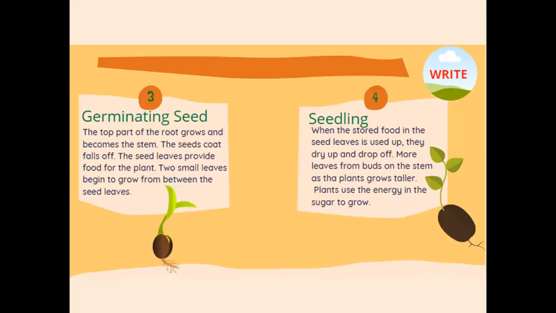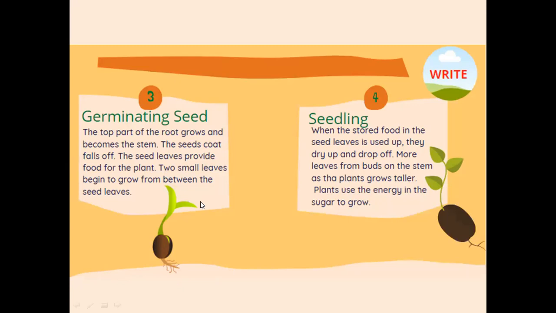Number 3 is still part of the same process, a germinating seed. It's the third stage. It means that part of the root grows and becomes the stem. The seed coat falls off, and the seed leaves provide food for the plant. Small leaves begin to grow from between the seed leaves. Over there, we have the roots. The seedling here still has part of the coat, but it started growing some leaves.